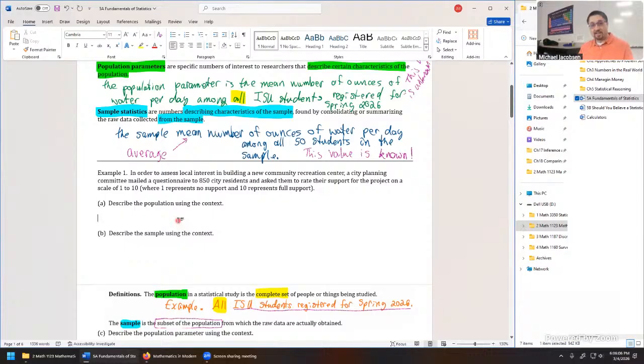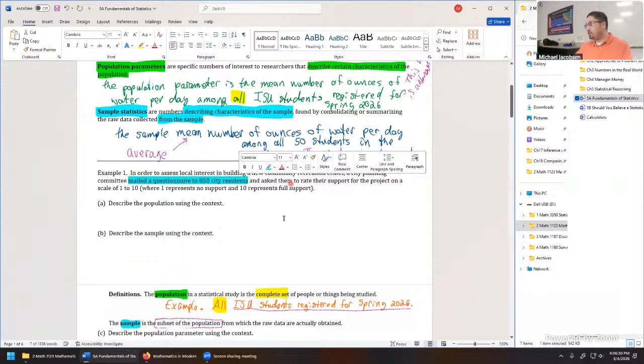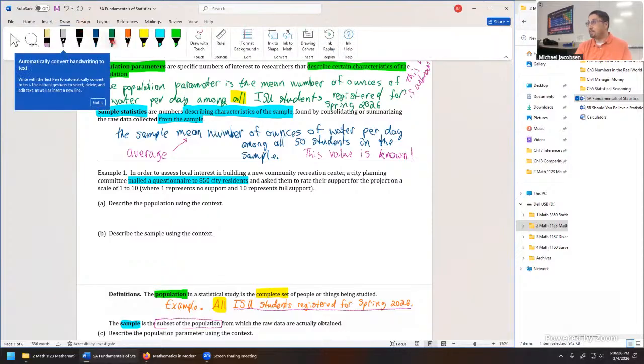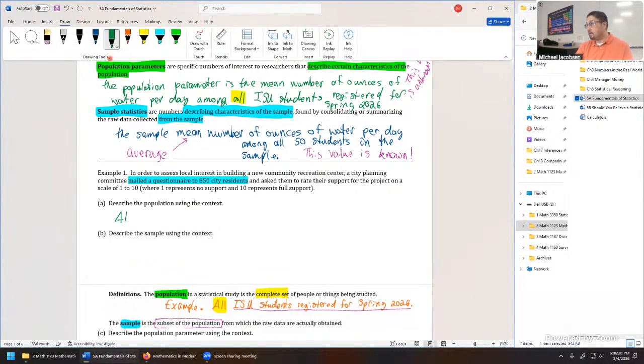And I think a good hint on this one is actually thinking in terms of the sample first. Because when they said that they mailed a questionnaire to 850 city residents, that sounds like they're talking about the sample right there. And so that would mean, just like you said, the population should be all city residents.